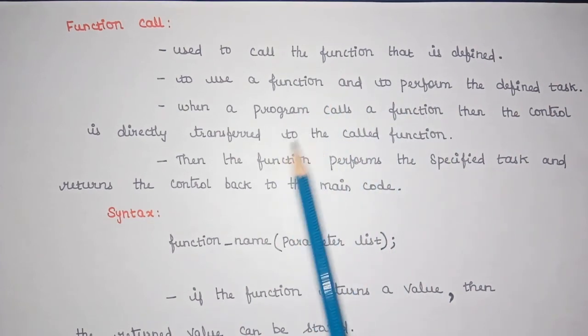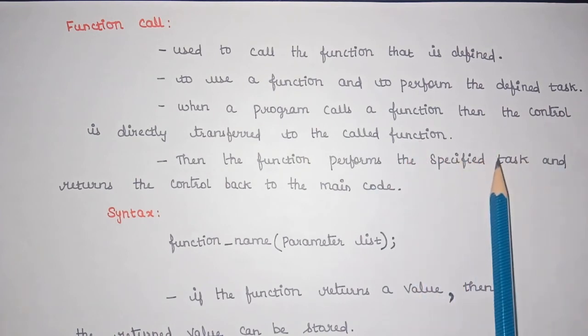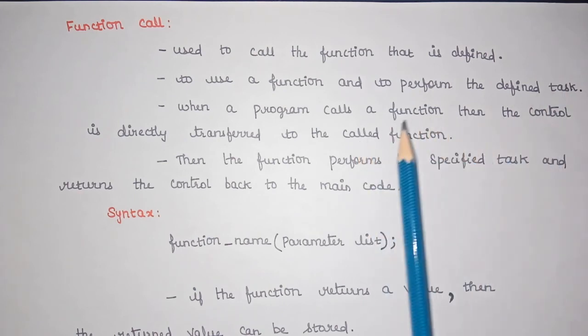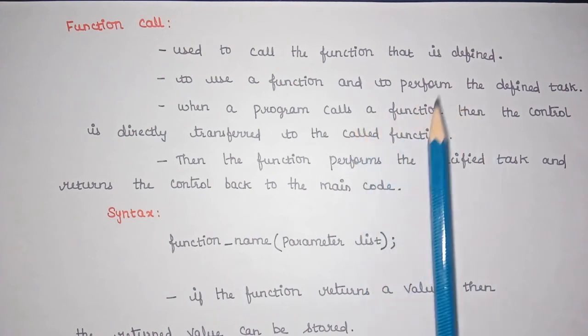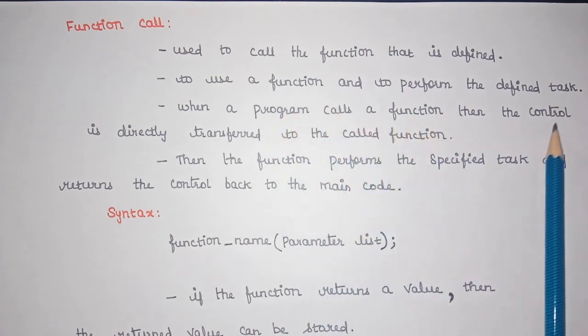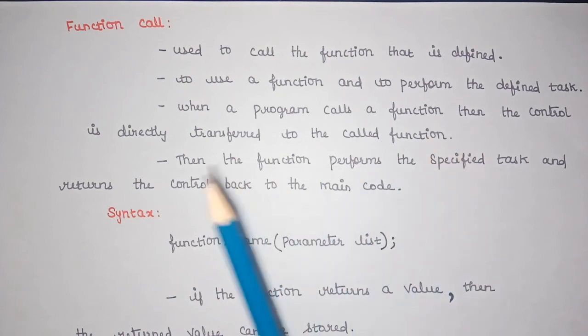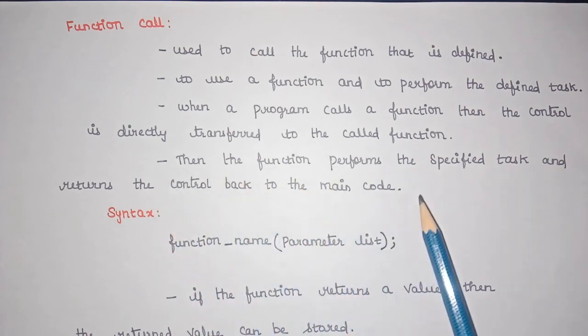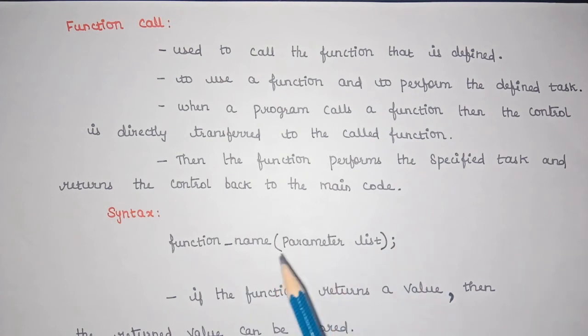And whenever a program calls a function, the control will directly move to the called function. Here the called function is nothing but the function definition. The function definition is termed the called function, and the function call is termed the calling function. If your program calls a function, the control moves to the called function, the function performs the desired task, and then the control returns to the calling function, the function that called that particular function.